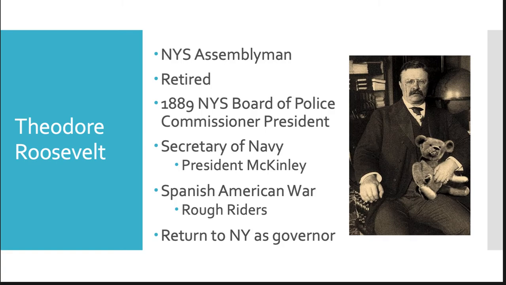He will enter back into politics. He will remarry. He will come in and serve on the New York State Board of Police as the commissioner president. He will become the Secretary of the Navy under McKinley for McKinley's first term. He will leave office to go and serve in the Spanish American War, leading a volunteer regiment of the Rough Riders. And then, after the Spanish American War, he returns to politics as the governor of New York.